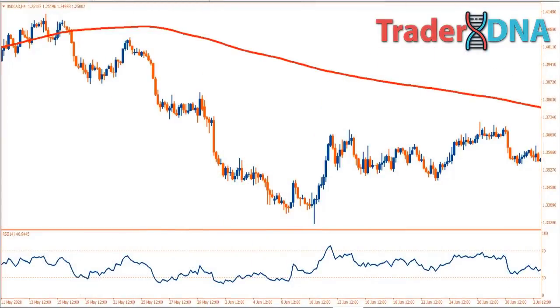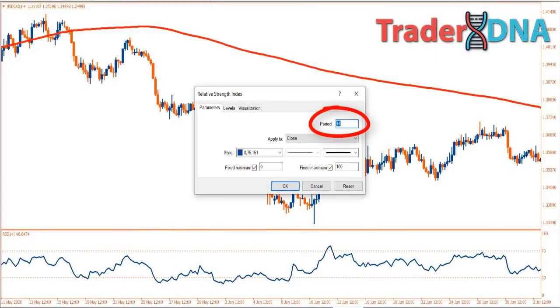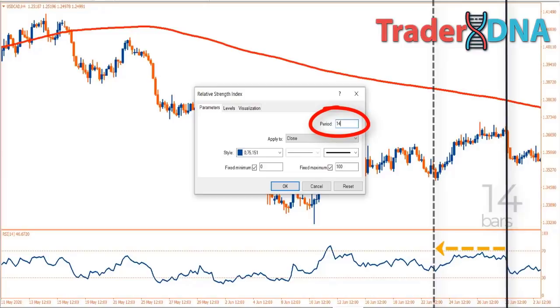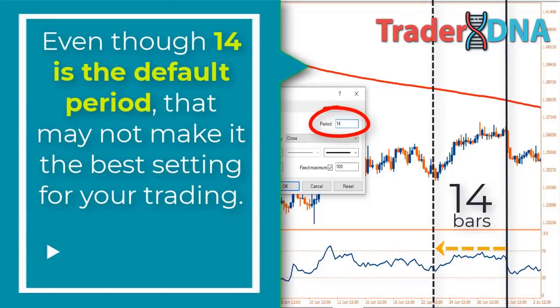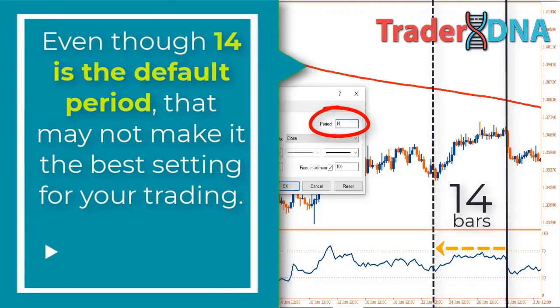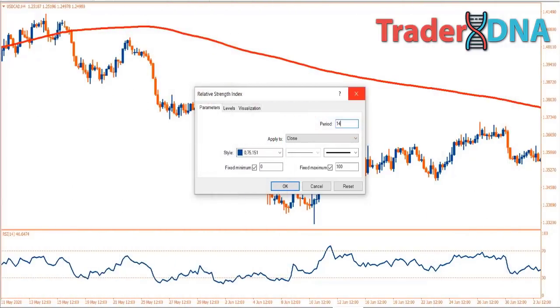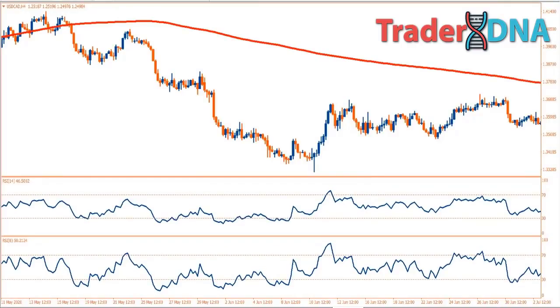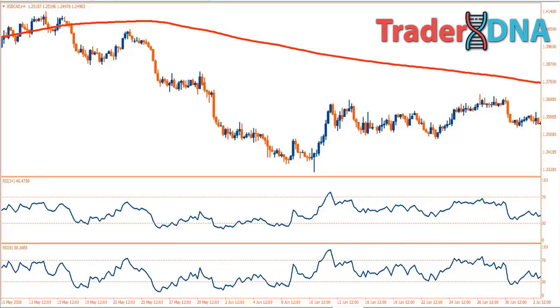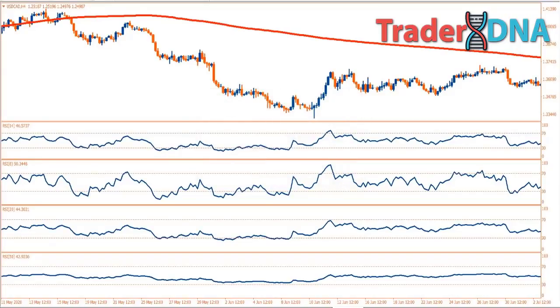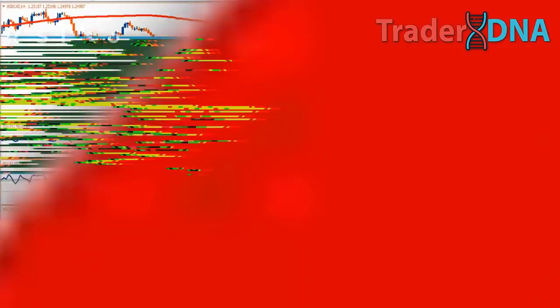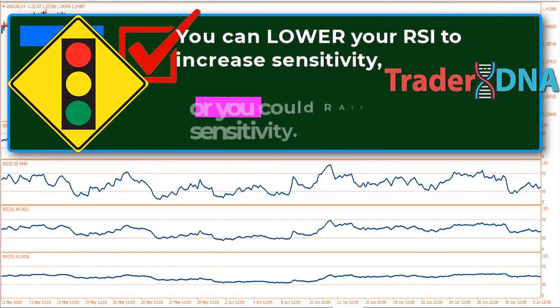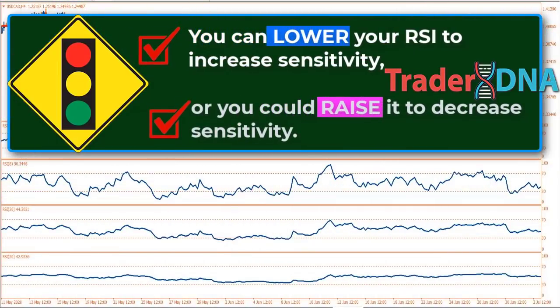RSI, like many other oscillators, is defaulted to a 14-period setting. This means the indicator looks back 14 bars on whatever graph you may be viewing to create its reading. Even though 14 is the default period, that may not make it the best setting for your trading. Normally short-term traders use a smaller period, such as a 9-period RSI, to replicate shorter-term movements in the market. Longer-term traders may opt for a higher period, such as a 21-period RSI or even 50. Depending on your trading style, you can lower your RSI to increase sensitivity, or you could raise it to decrease sensitivity. Keep in mind that on lower timeframes, with lower RSI settings, you will get a lot of false signals, because the indicator will have increased sensitivity.